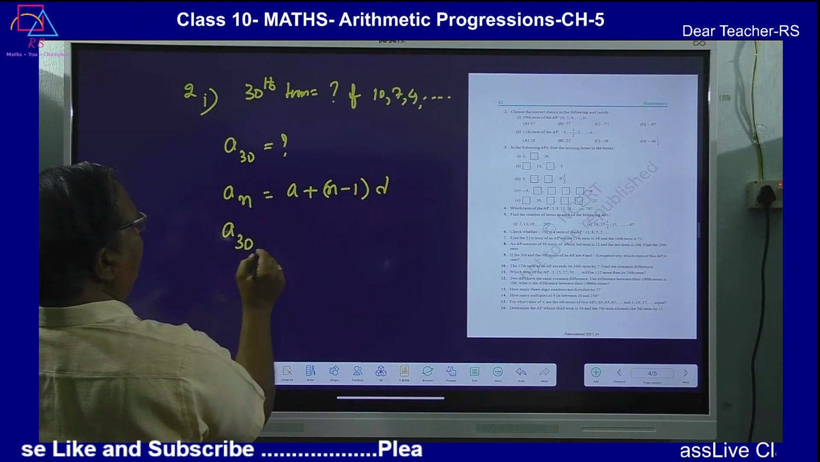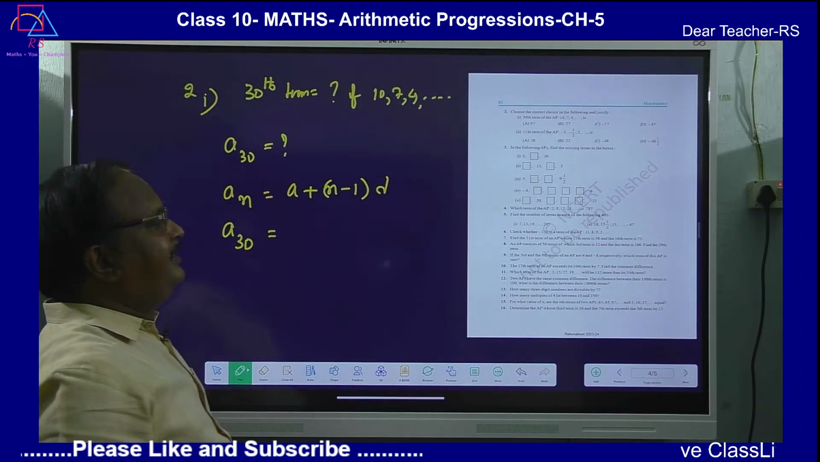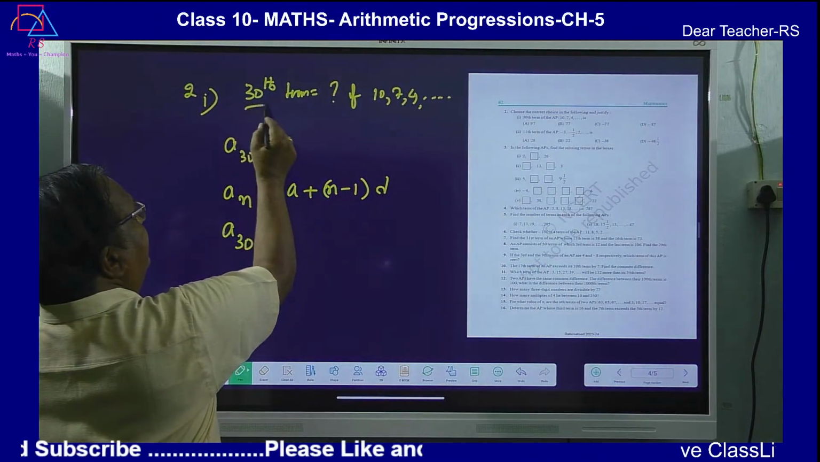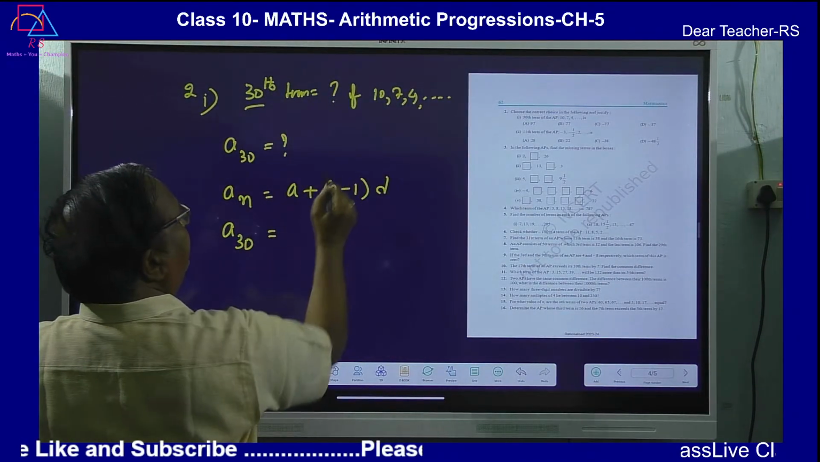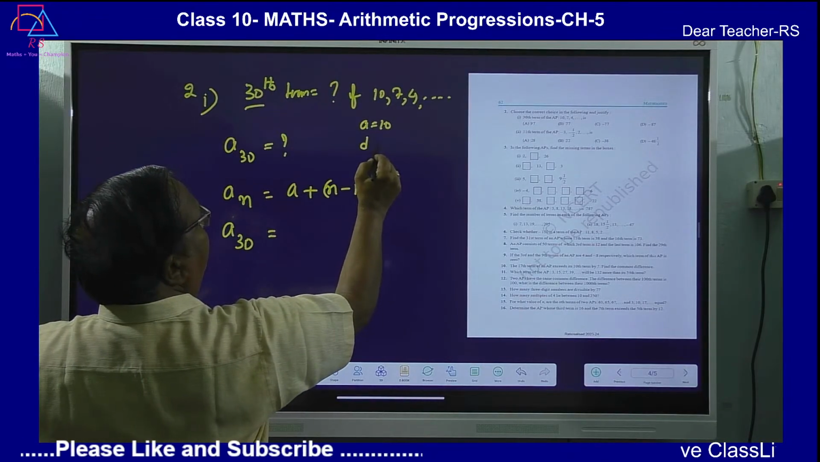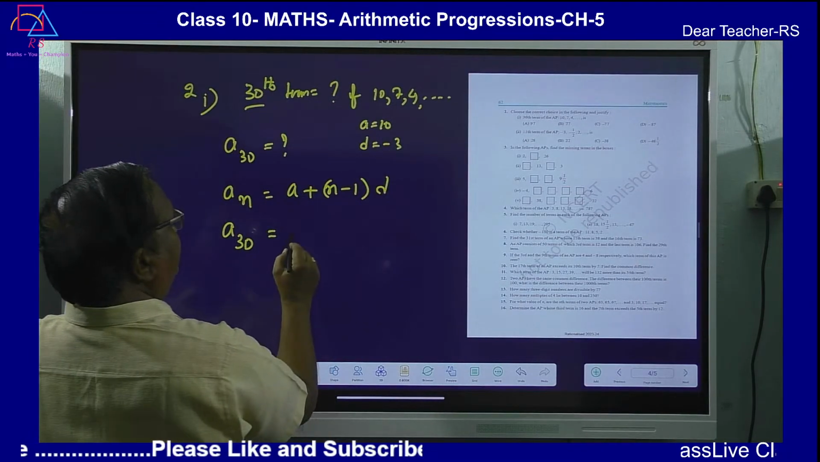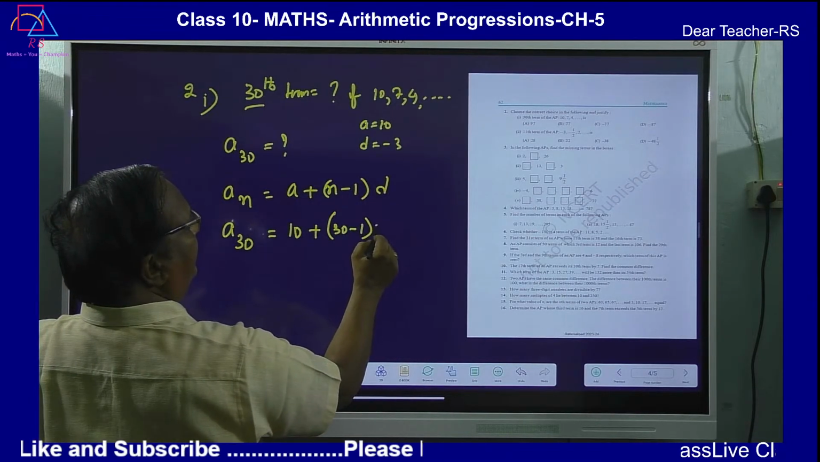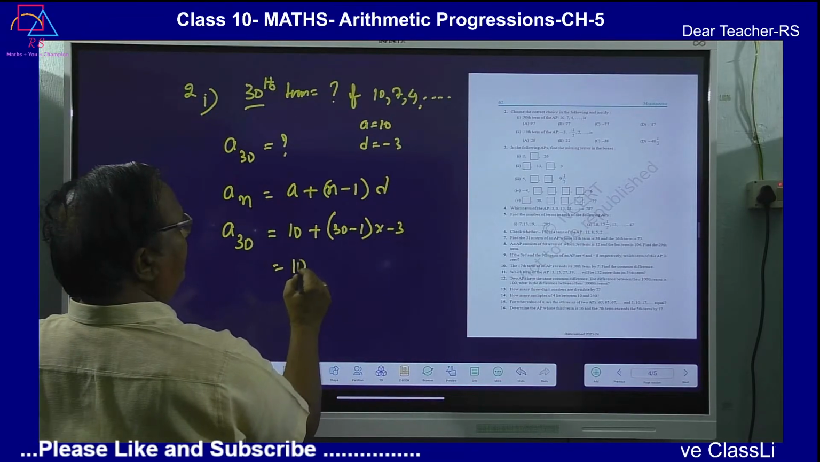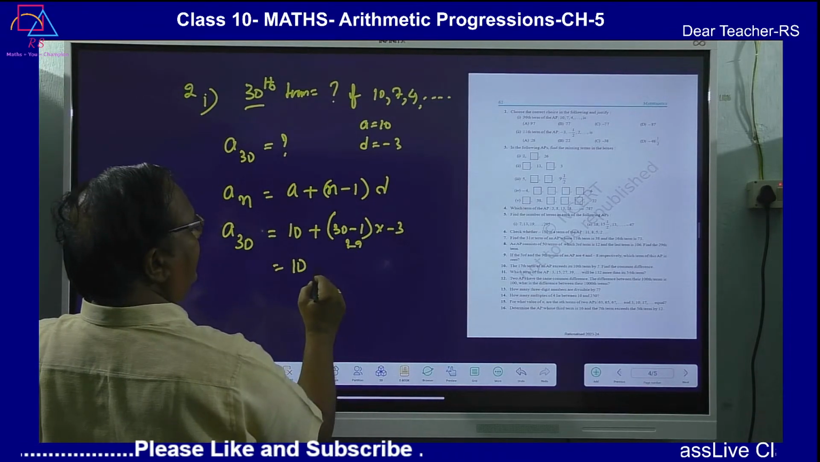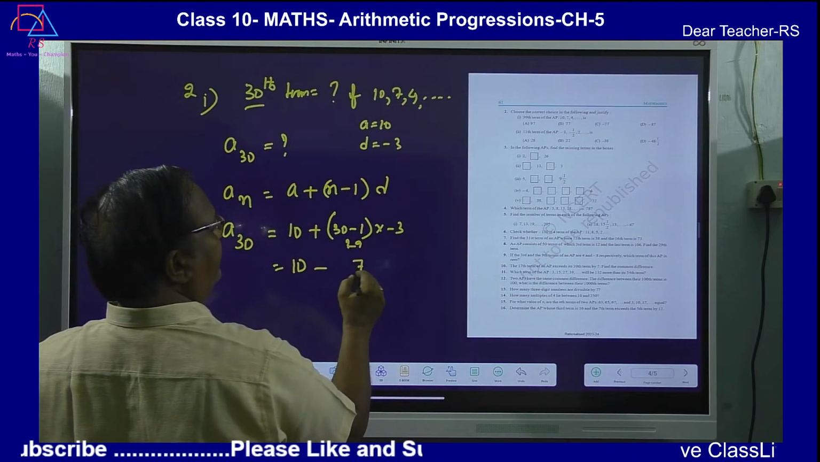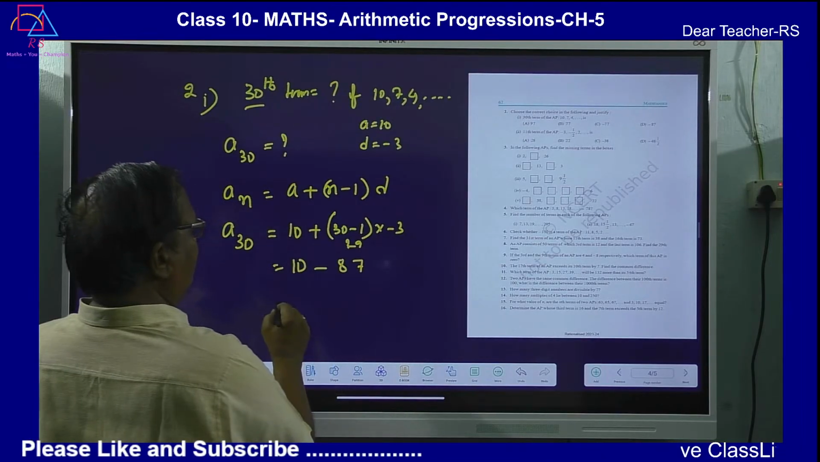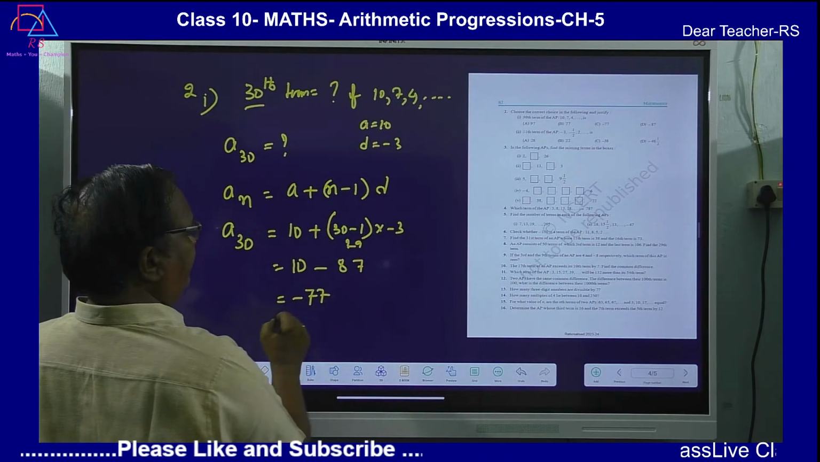Now n is equal to 30. In the previous table is given, here table is not given. For the 30th term, a is how much? 10. So here I will write a is equal to 10 and d is equal to 7 minus 10, minus 3. So a is 10 plus n is 30 minus 1 into minus 3. So 10, 29 into 3 with minus symbol, 87. So it is equal to minus 77.